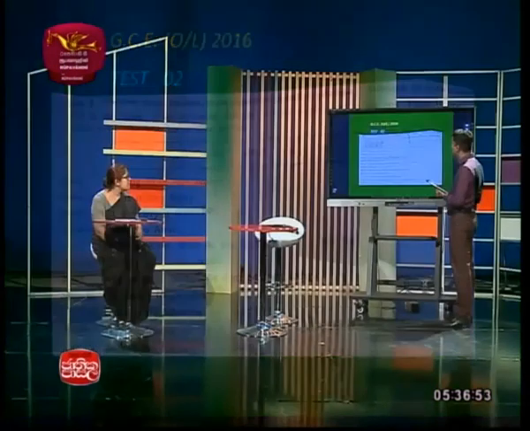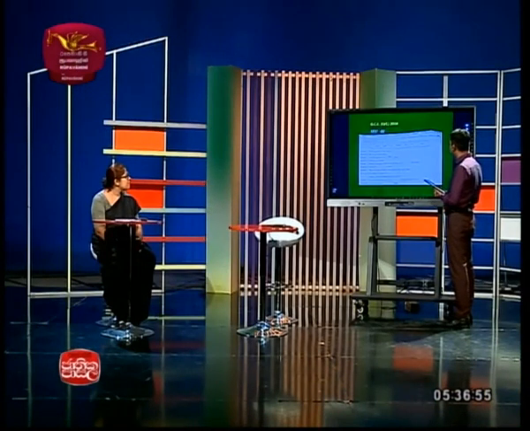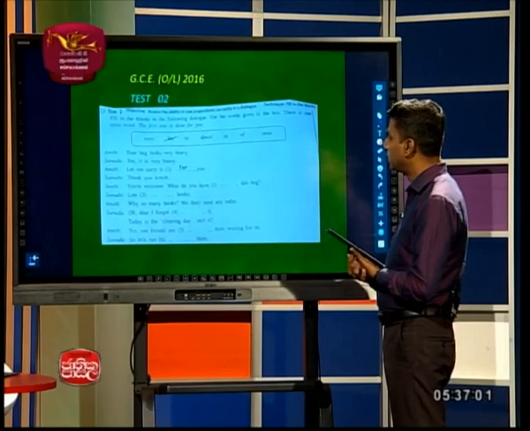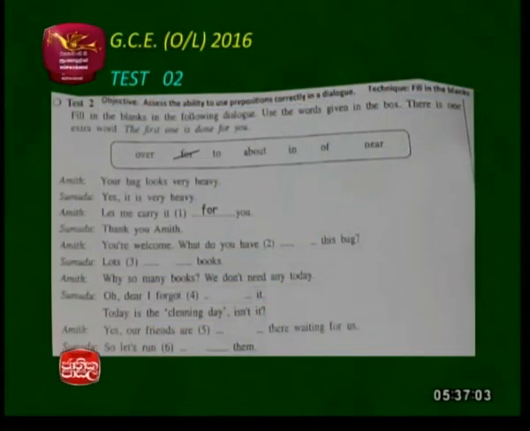Fill in the blanks in the following dialogue. Use the words given in the box. There is one extra word. The first one is done for you. Your bag looks very heavy. Yes, it is very heavy. Let me carry it for you. Yes, for you. And thank you, Amit.